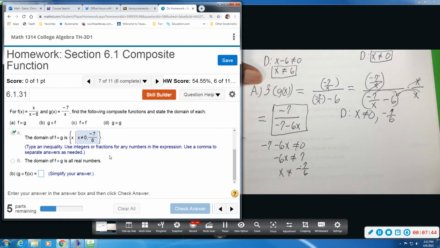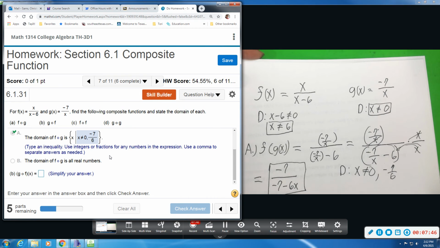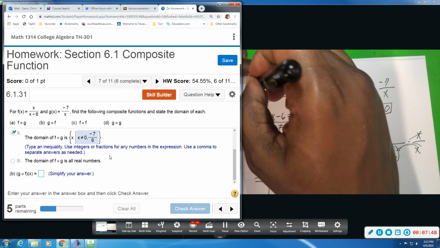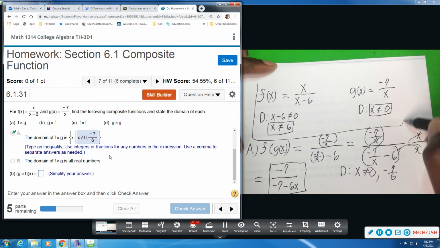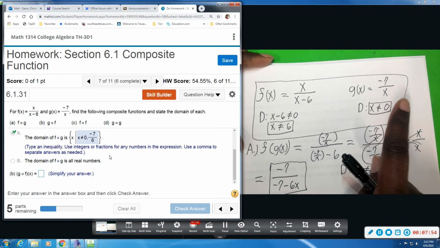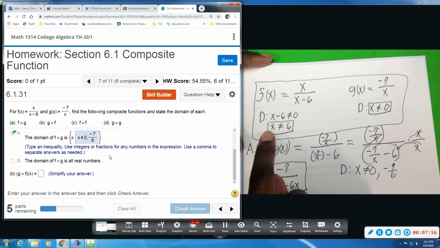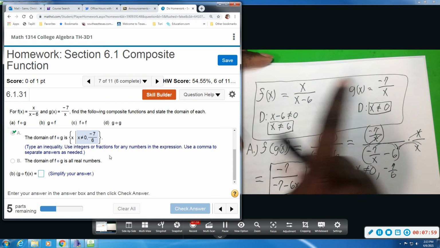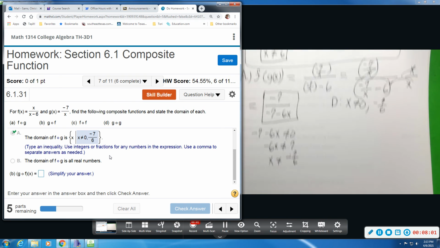So once you have those two original restrictions, you have to keep in mind whichever one you plug in, you carry those restrictions all the way with you. So either I will carry a 0 with me or I will carry 6 with me, depending on which one is being plugged in. Okay.